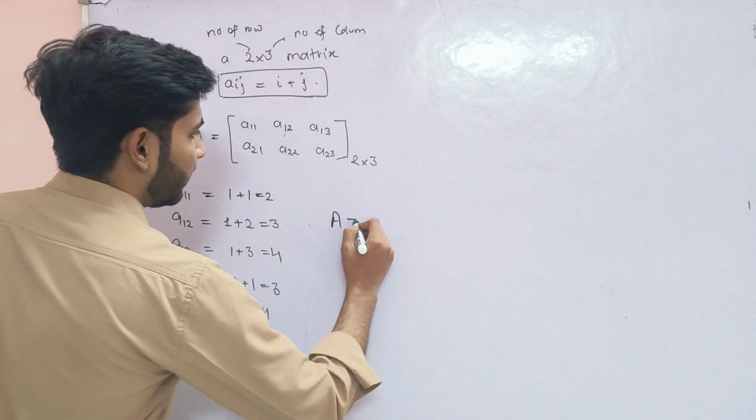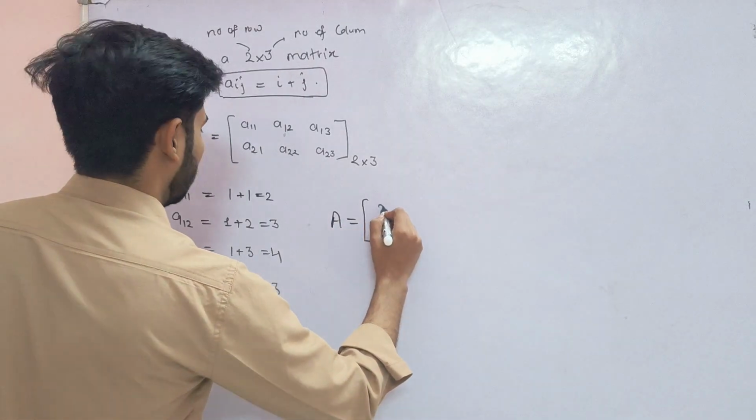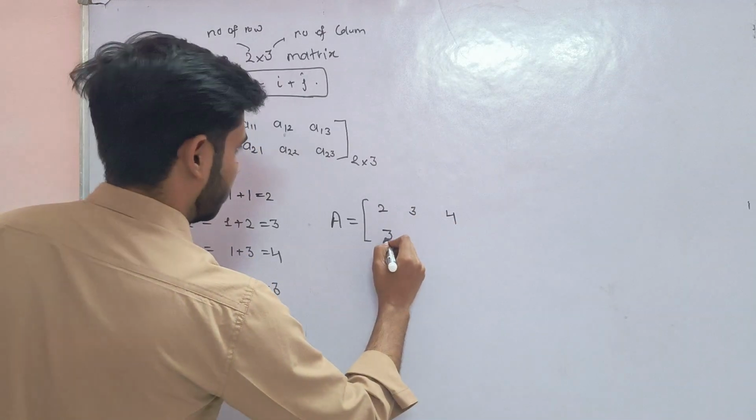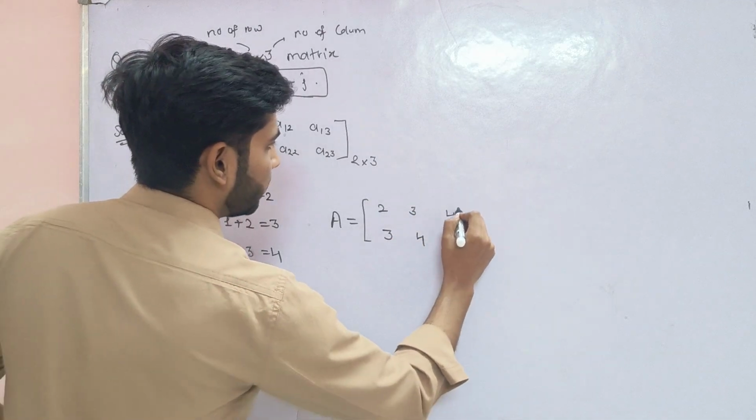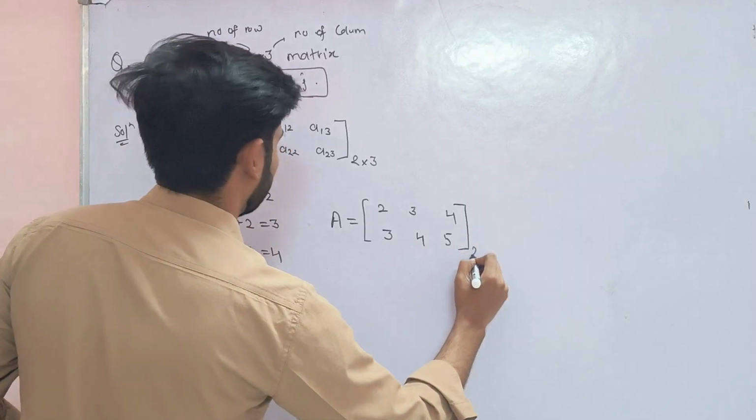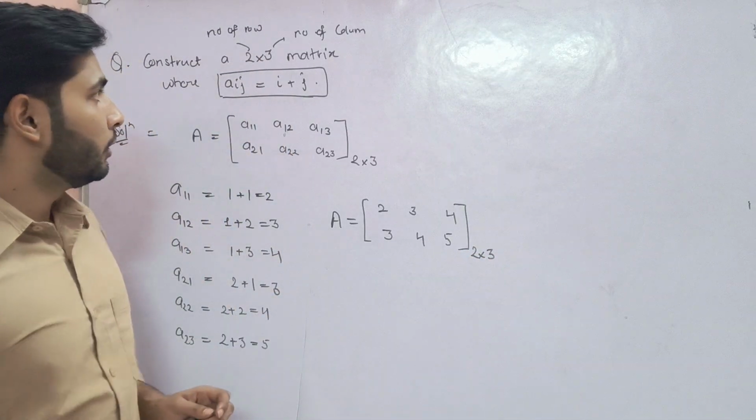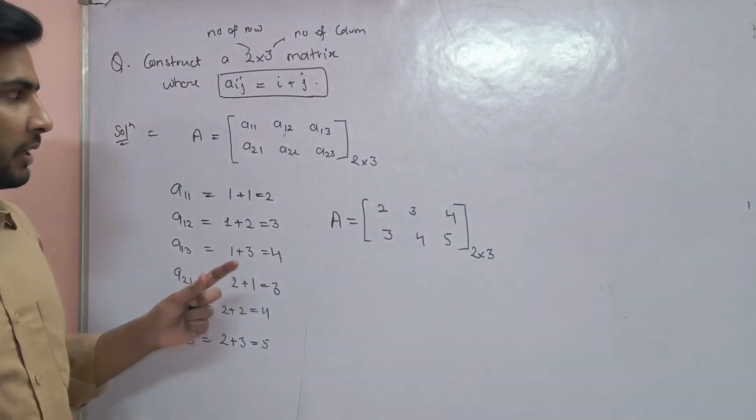So our required matrix is 2, 3, 4, 3, 4, 5. It is our required matrix. So in this way we can construct a matrix.